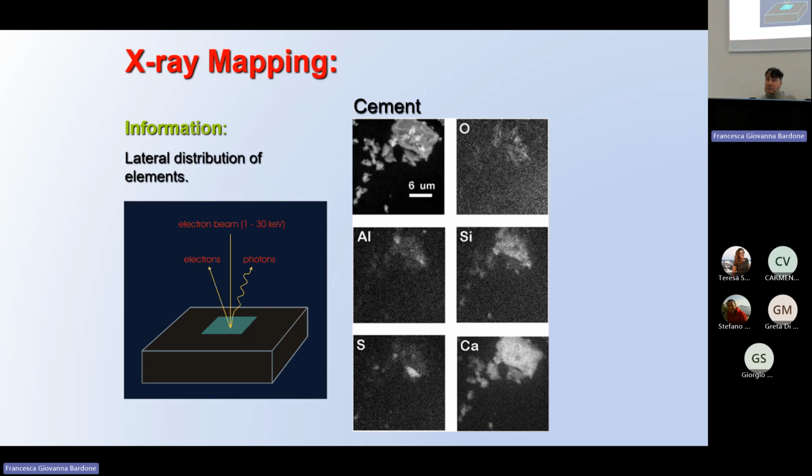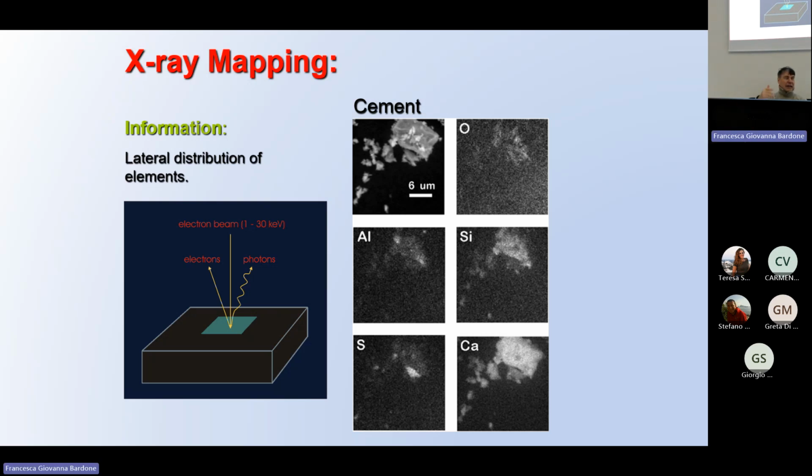With X-rays, with a specific type of X-rays we will show you later, you can detect the element. So what is the difference between the backscattered electrons and the X-rays? The backscattered tells you that you have a variation in atomic number, but doesn't tell you which atomic number. The contrast depends on the atomic number. You know that something changes in the chemistry, but you don't know the chemistry.